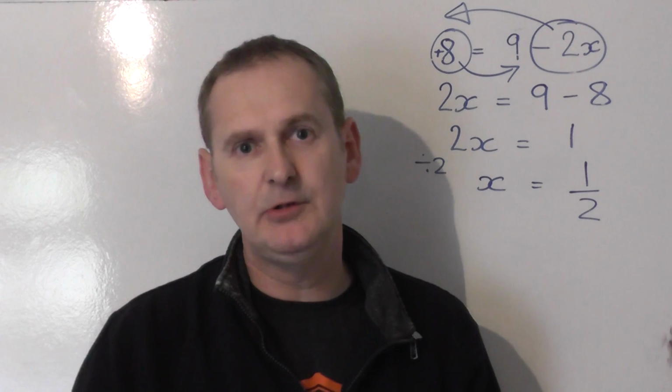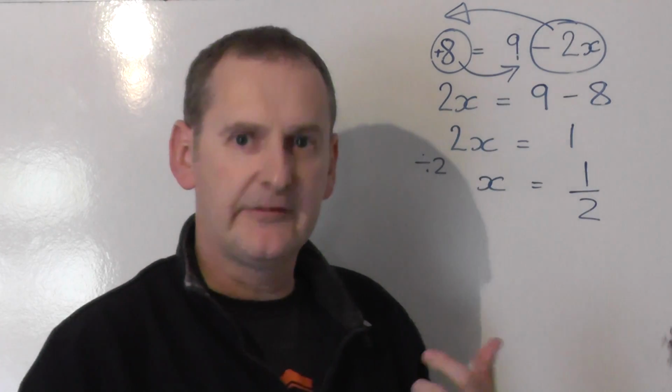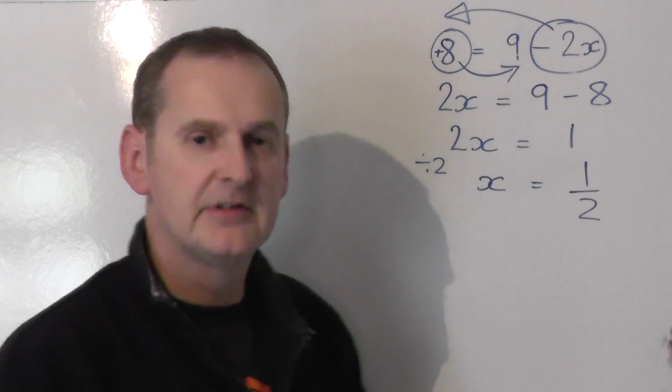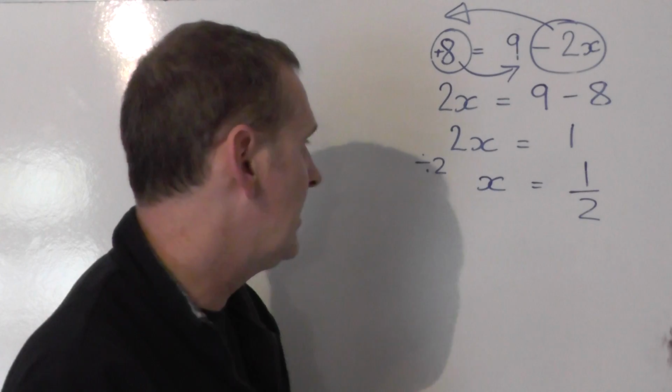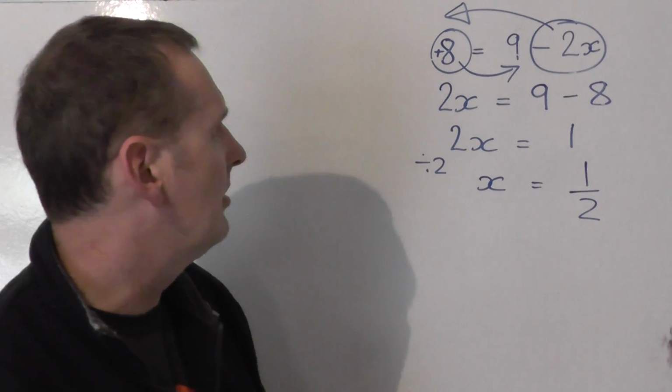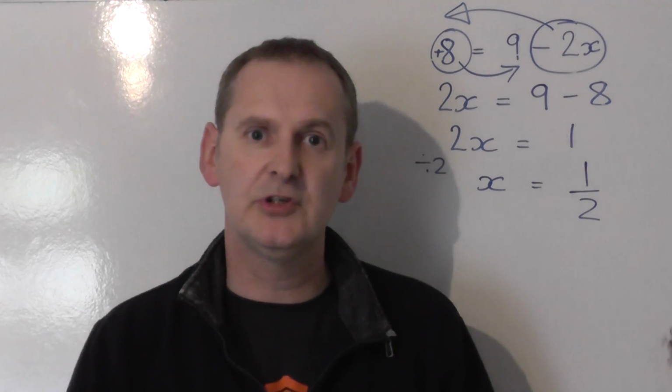Well, 1 share by 2, you could do it on a calculator, you get 0.5, but better, it's a fraction answer. Why don't you leave the answer as x equals 1/2? And of course, x equals 1/2 doesn't cancel, so that is your final answer. So there you go. 8 equals 9 minus 2x has a solution, x is equal to 1/2.